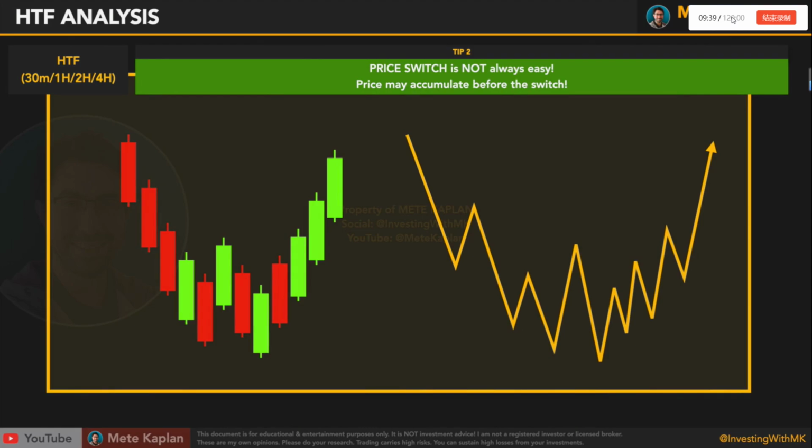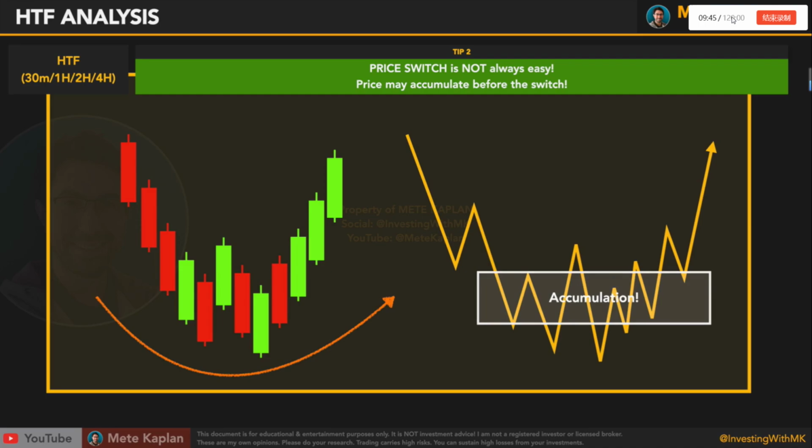However, life is not roses and rainbows. There will be many times when price will take much longer or even fail. There is no certainty of anything in trading. The accumulation takes much longer than you expect sometimes.